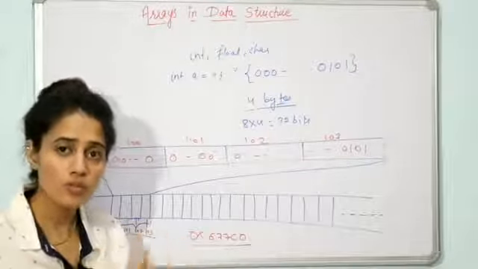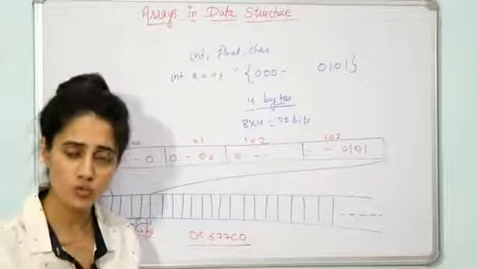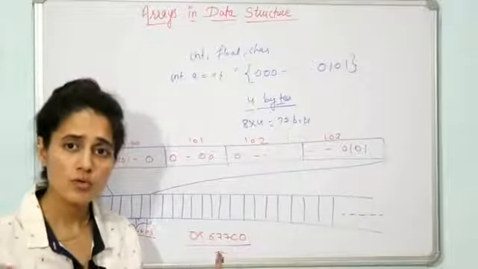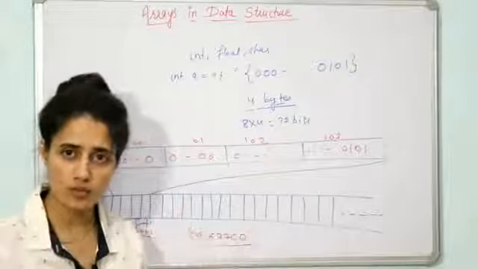If I want to store more than one value, suppose in my class I have 60 students and I want to store roll numbers of all the 60 students.